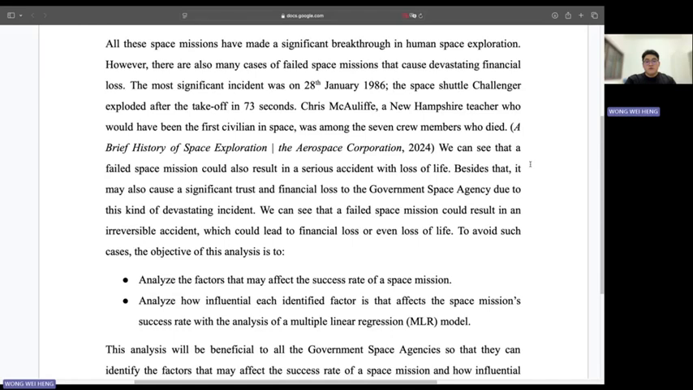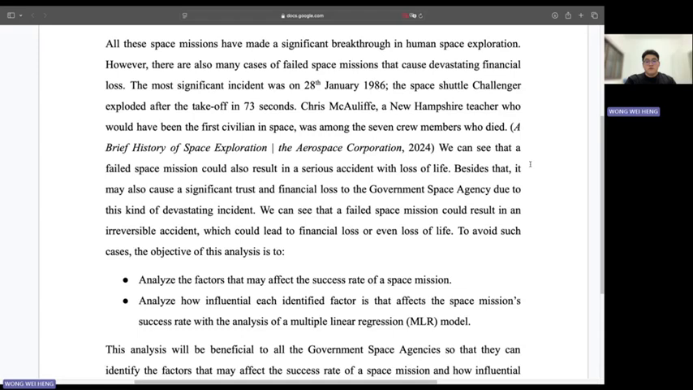Christa McAuliffe, a New Hampshire teacher who would have been the first civilian in space, was among the 7 crew members who died. We can see that a failed space mission could also result in a serious accident with loss of life.